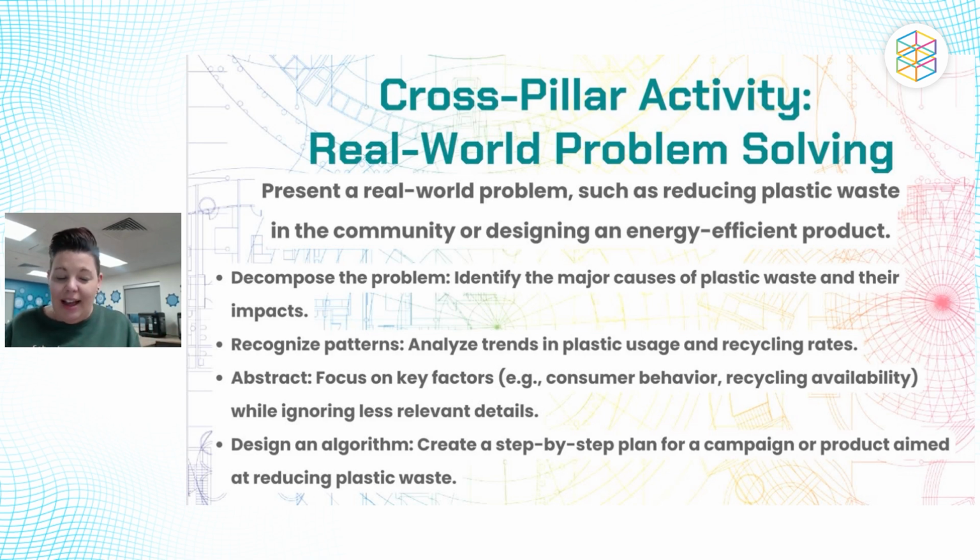But then also learning to ignore less relevant details. That's when I say the abstraction becomes really hard. If you think about big word problems, kids don't even know what part to cross out that they don't need to solve the problem because there are so many words in there. So helping them find a way to hone in on that small issue instead of looking at it super big, saying, what is it they're asking and what can I get rid of, to focus on things that really matter. And then designing an algorithm, a step-by-step plan for reducing plastic waste.